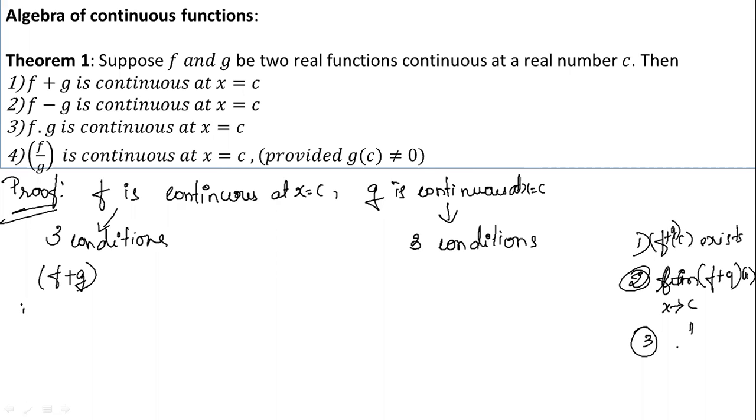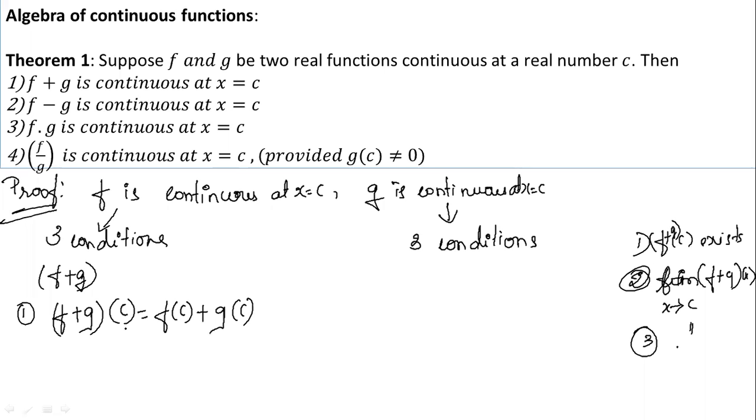So we'll verify the first thing. You have to find what is f plus g of c. What is f plus g of c, students? It is f of c plus g of c, correct? Is it correct, students? Yes, good. So f plus g of c is nothing but f of c plus g of c.